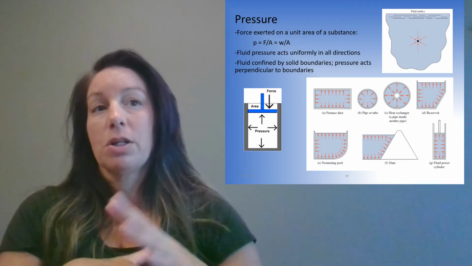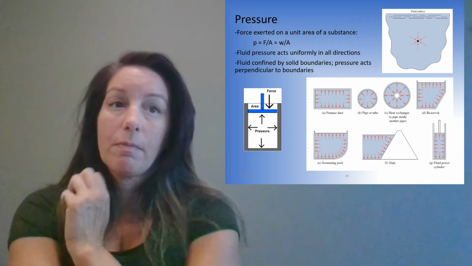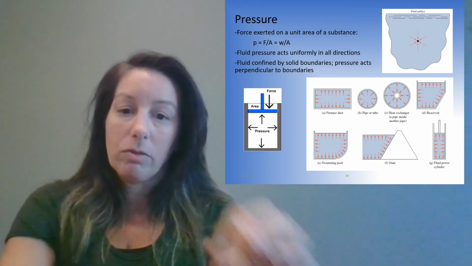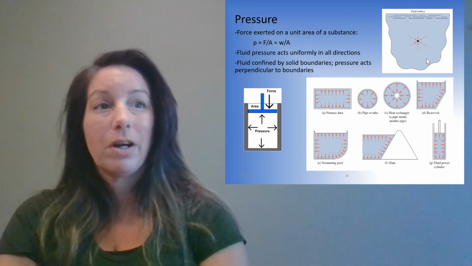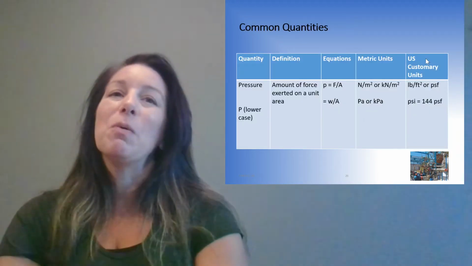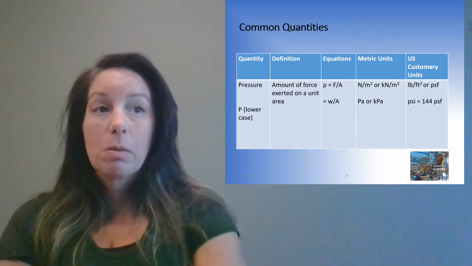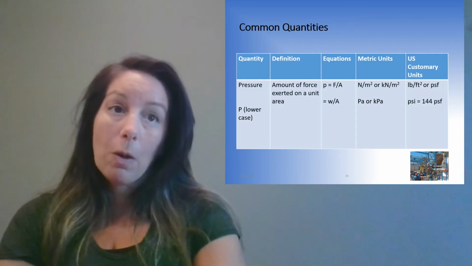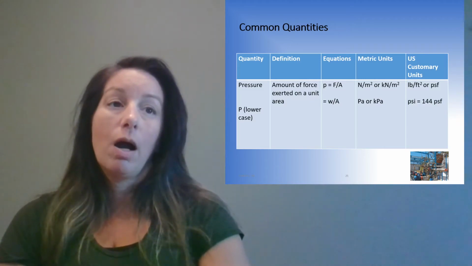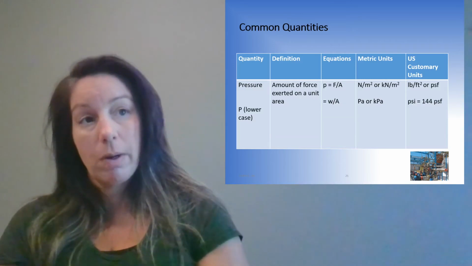The fluid pressure acts uniformly in all directions, and in confined space, the pressure acts perpendicular to the boundaries, okay? Don't worry. Once we go into the application of it, you'll see it. So what are the common units of pressure? Newtons per meter squared, or kPa, or Pa. kPa is kilonewtons per meter squared, or you'll see PSF, pounds per foot squared, or PSI, pounds per square inch.